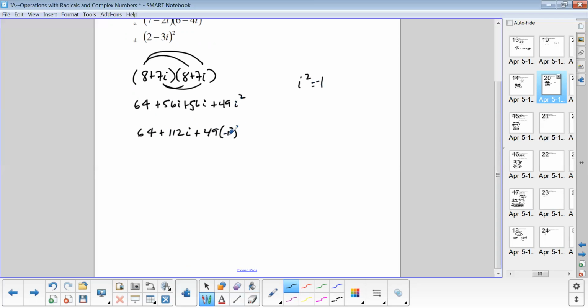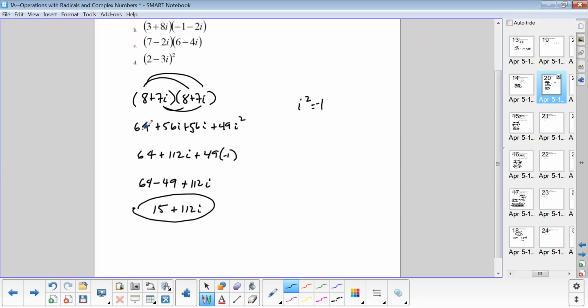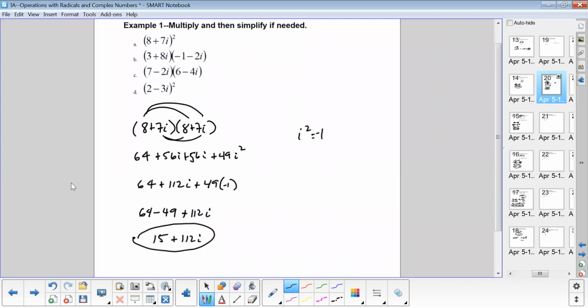Now what do we know i squared to equal? -1. So we end up multiplying by -1. So this will be 64 minus 49. So 64, take away 49, plus 112i. So that will be 15 plus 112i. And that would be your simplified form of 8 plus 7i quantity squared.